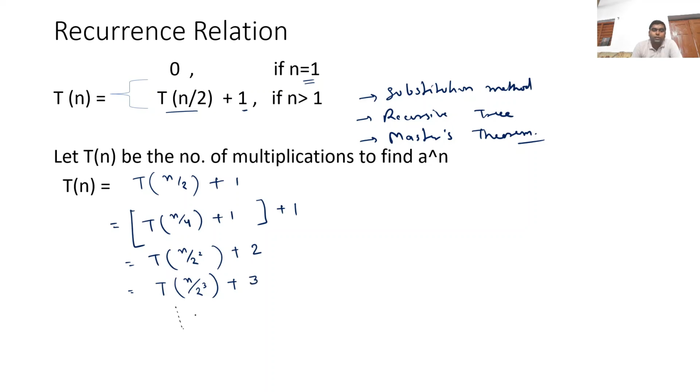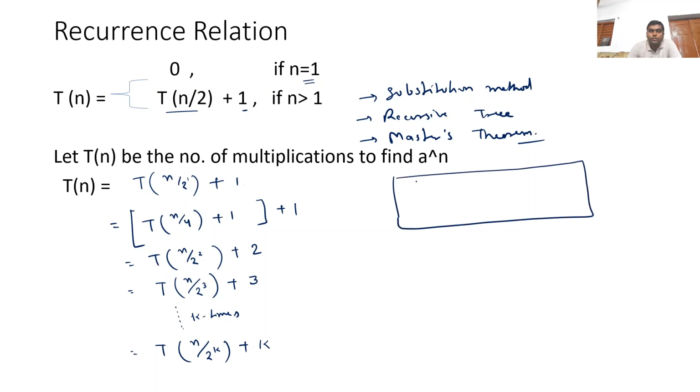So repeat this for k times. Let us suppose k times. This will result in T of n upon 2 raised to the power k, plus k. Here 2 raised to the power 1 gives 1, 2 raised to the power 2 gives 2, and we are repeating k times, so it will be k. Now observe very carefully. At last this problem is going to be 1: n upon 2 raised to the power k is going to be 1. In case of n equal to 1, this will be 0.